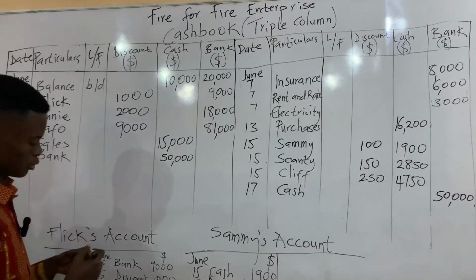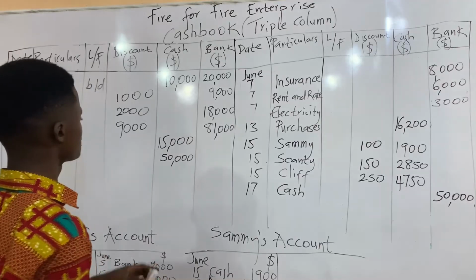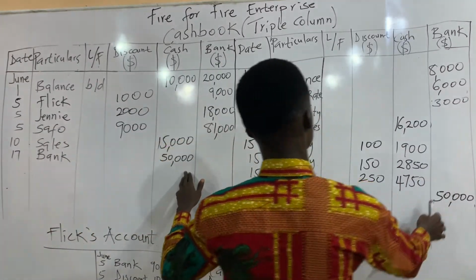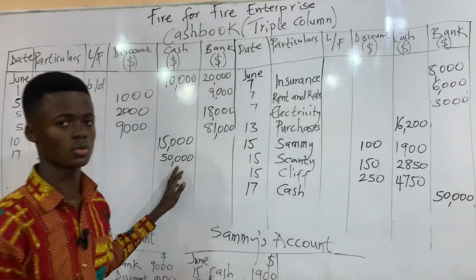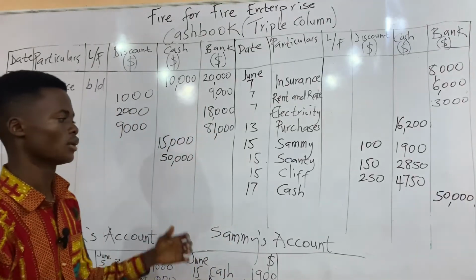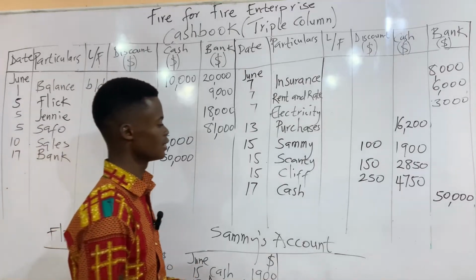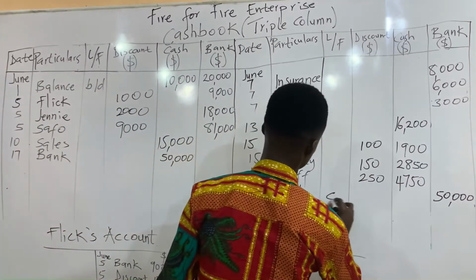And as said earlier on, whenever a transaction affects both the cash column of our cash book and the bank column of our cash book, such a transaction is considered as a contra entry. And a contra entry is represented by letter C. So you write letter C against the transaction on both sides.